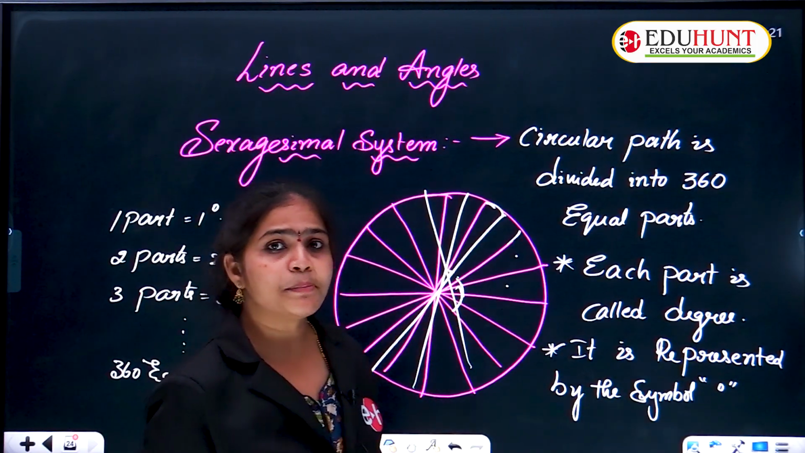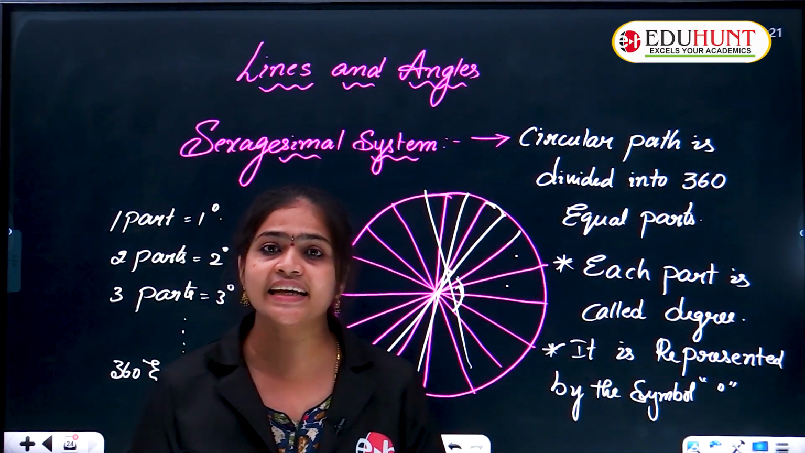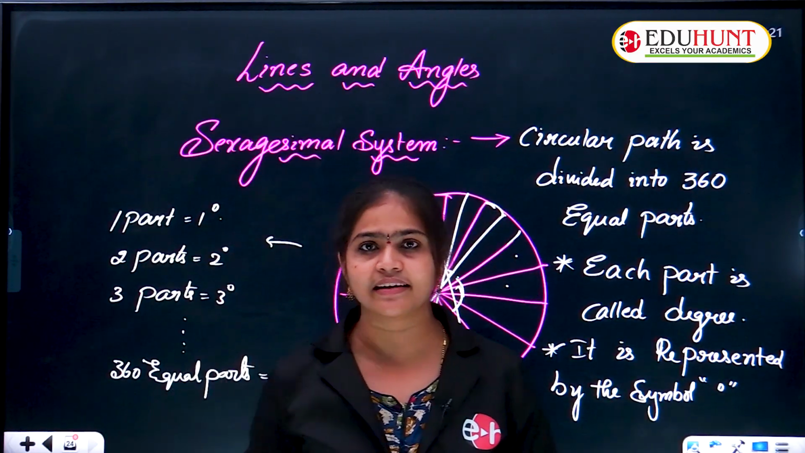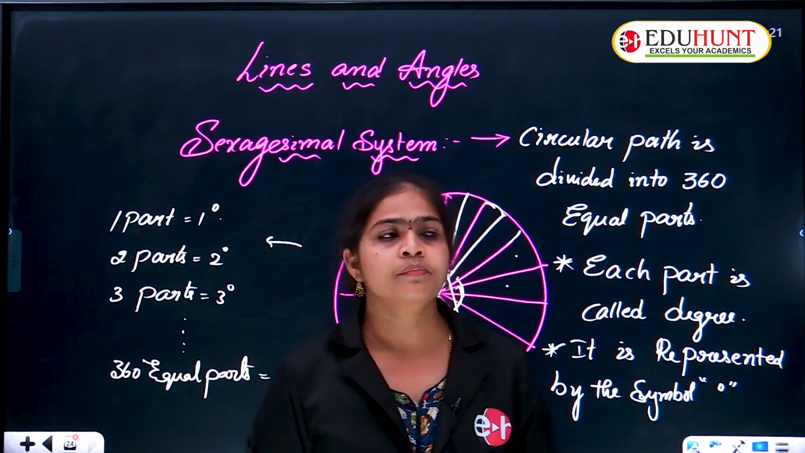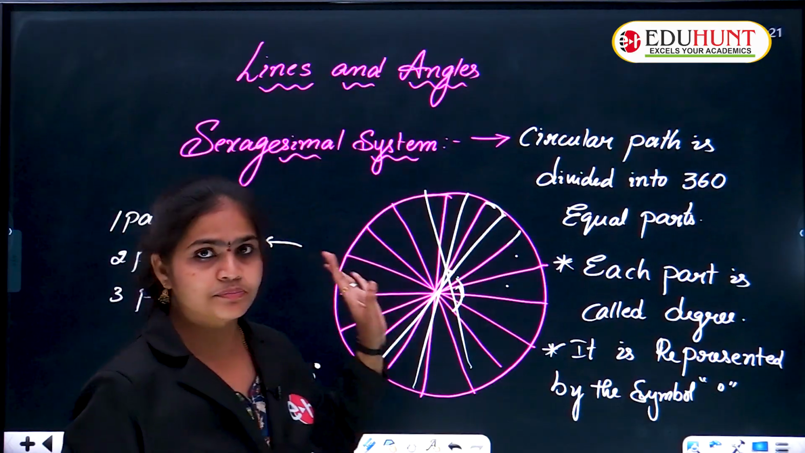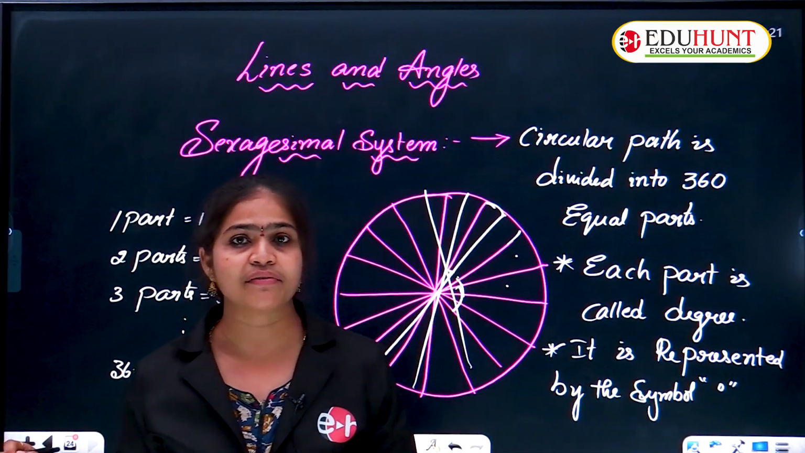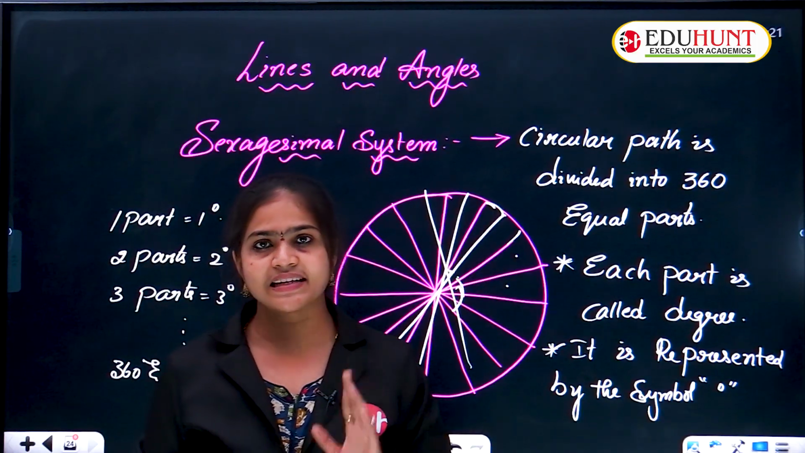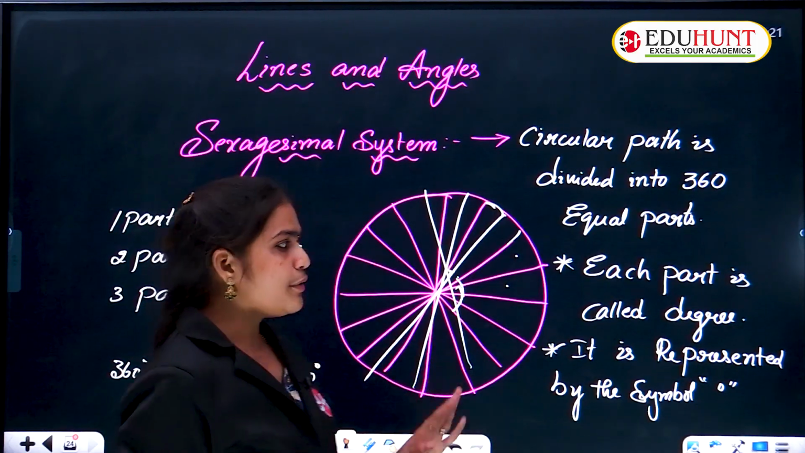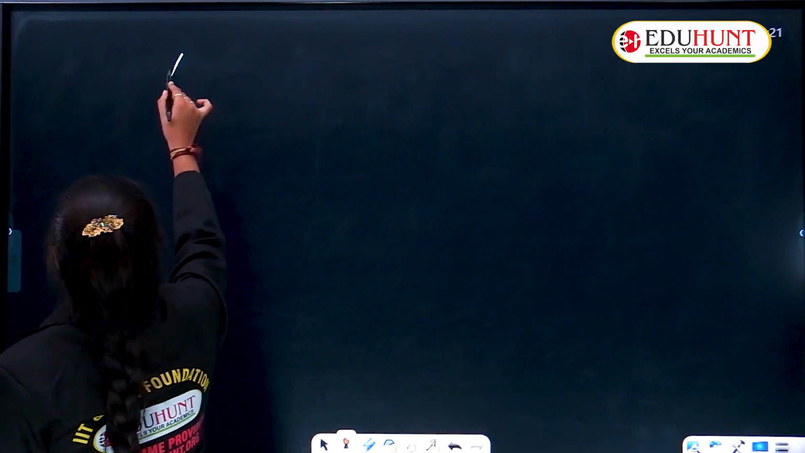Totally how many equal parts are there? 360 equal parts. Then how many degrees are there? 360 degrees. Understood? This one we call a complete angle. One complete angle has how many degrees? 360 degrees. Did you understand what a degree is? Now see the types of angles.